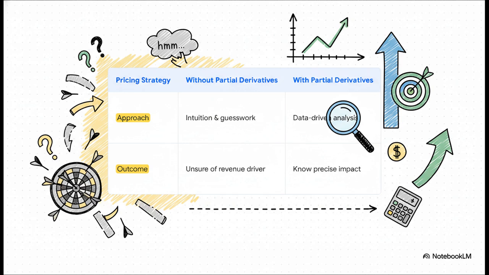Now let's look at the other side, the world with partial derivatives. Here, your approach is surgical, it's data-driven. You calculate the partial derivative of your profit function with respect to price, and what you get back isn't a guess, it's a hard number. A number that tells you, for every single dollar you increase the price, your profit will change by exactly this much, assuming everything else stays the same. You've just found your price elasticity. It is no longer a guess. It's a known, actionable piece of intelligence.